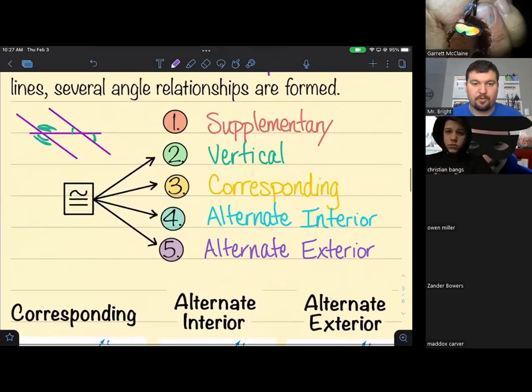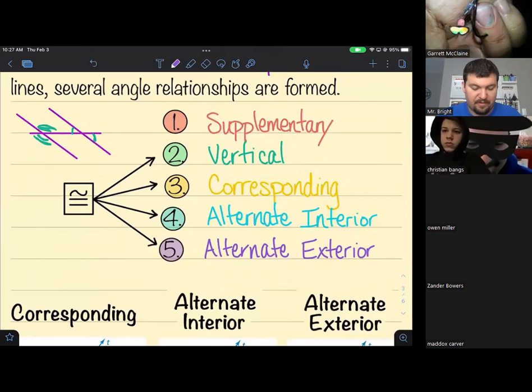Told you there's a lot of vocab in this section. This whole chapter, a lot of vocab. The math calculations aren't hard, just a lot of vocab. We have to understand what we're looking at and what kind of angle relationships we have. This chapter 3 that we're in is all about angle relationships.